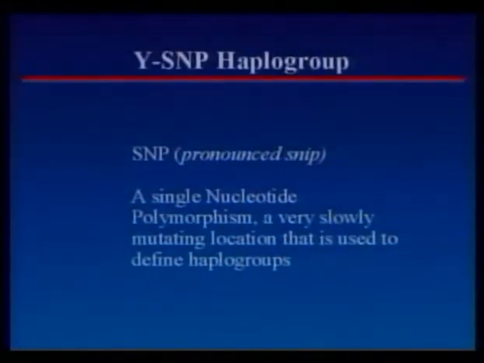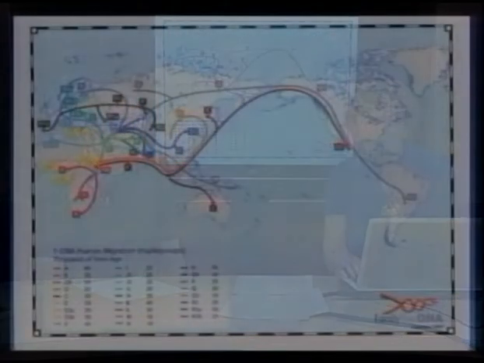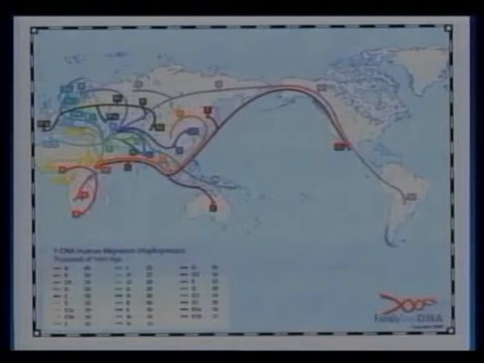There are a few hundred major haplogroups and subgroups, and they're based on their Y chromosome SNP. This SNP is a single nucleotide polymorphism, a very slowly mutating location that's used to define the haplogroups. It's a whole big explanation, but it just means that this tiny, tiny spot that's changing is the indicator that we're looking for. So that's how they get all of these different color lines that you see on the screen.